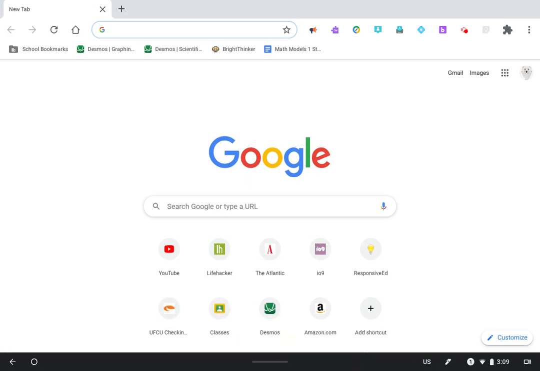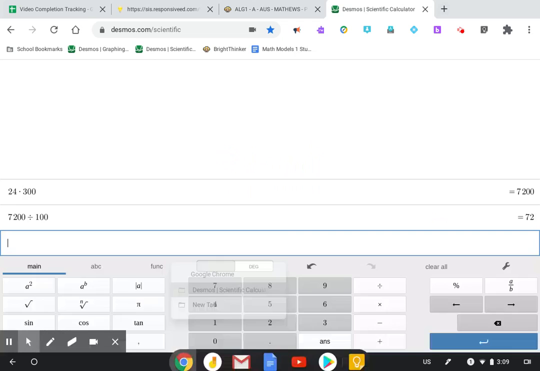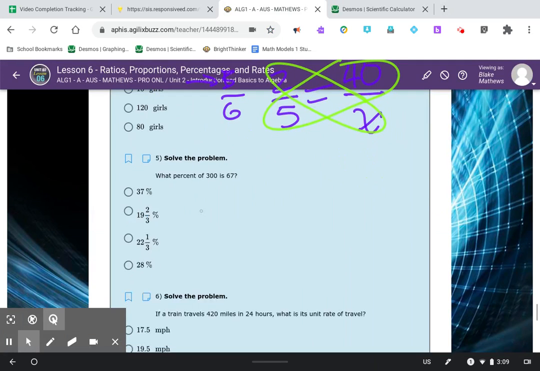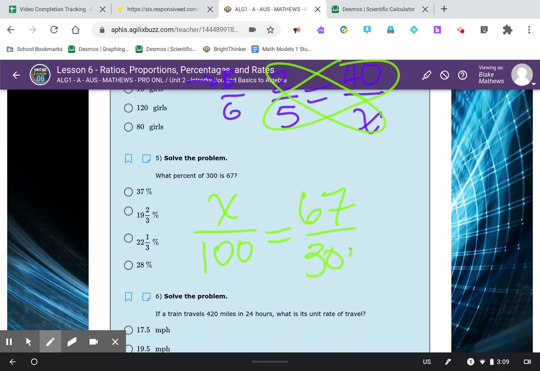So jumping back over to my lesson, we see that's basically what we have in number 5. It says, what percent of 300 is 67? So what percent means x over 100? What percent means we don't know the percent, so that's the x, is 67 out of 300. And so there we are, we're set up to do our cross multiplication.